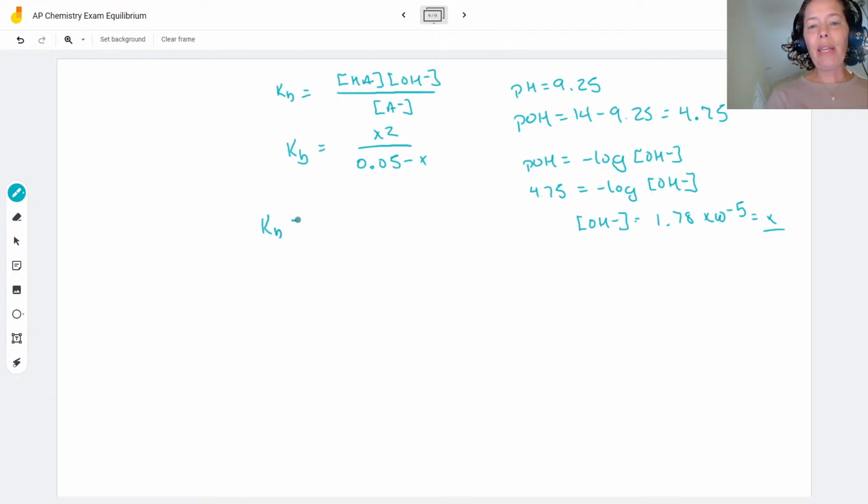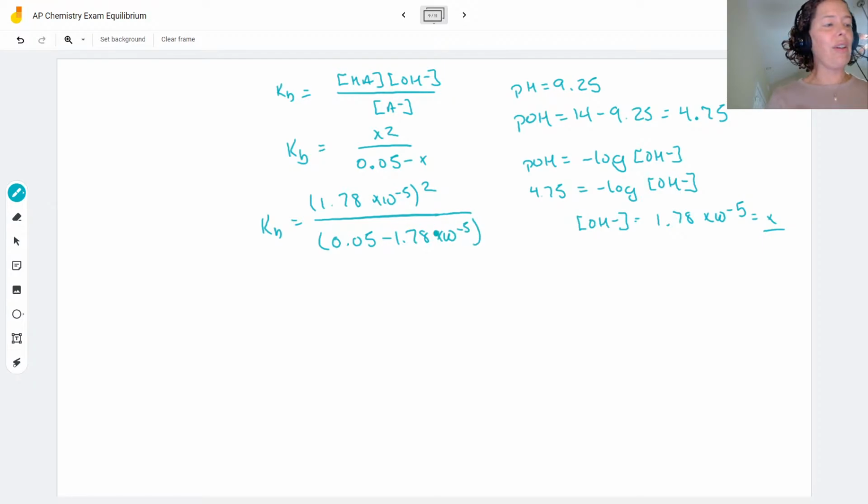All right, so Kb is my value of x, 1.78 times 10 to the negative fifth, squared, over 0.05 minus 1.78 times 10 to the negative fifth. That's really not going to change it all that much, but that's okay. We can plug it in. We can get a value for Kb. This is 6.34 times 10 to the negative ninth.